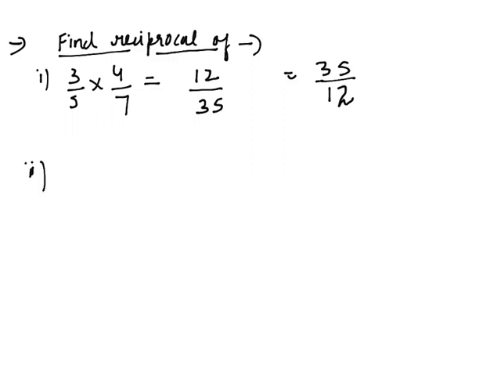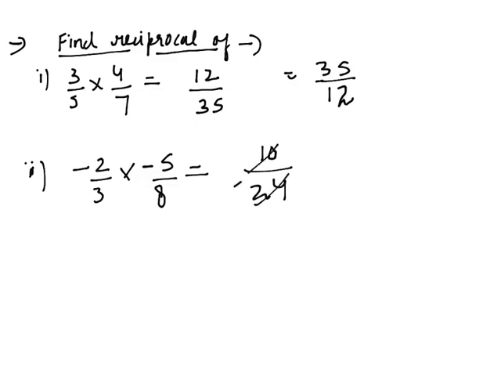For the second example we can take minus 2 by 3 times minus 5 by 8. So we will multiply these two rational numbers. Minus 2 and minus 5 will give us positive 10. 8 times 3 is 24. Now we can change it into the standard form. So we get 5 and here we get 12. So it is 5 by 12. Now we have to find the reciprocal. So the reciprocal will be 12 by 5. So the reciprocal of the product of these two rational numbers is 12 by 5.